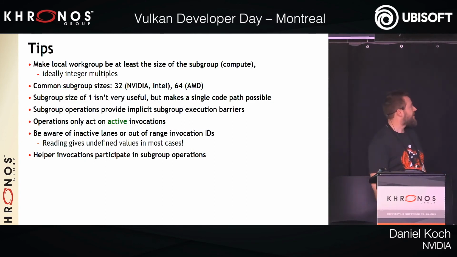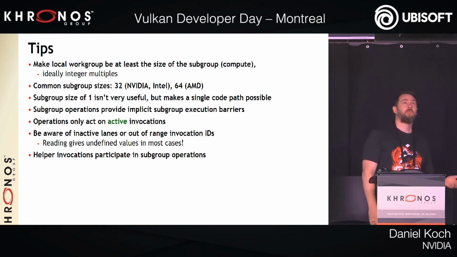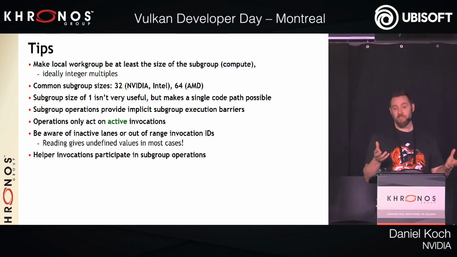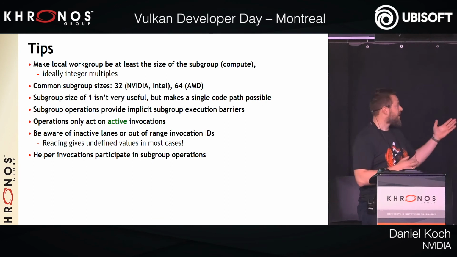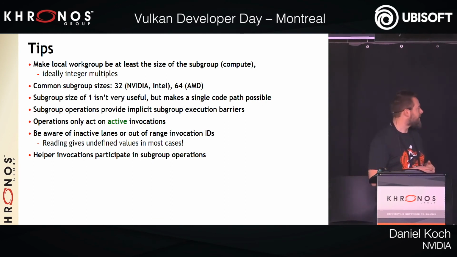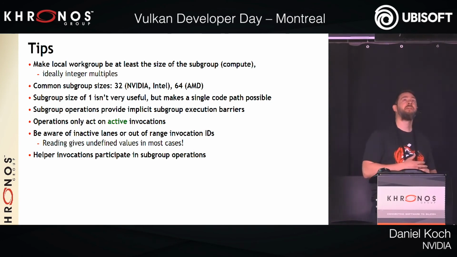Some tips for working with subgroups. If you're doing it in a compute shader, you want to make sure your local workgroup size is at least the size of a subgroup, ideally integer multiples of it. You want to be fully packed if possible. Common subgroup sizes are 32 on NVIDIA and Intel, 64 on AMD. Yes, I know a subgroup size of 1 isn't very useful, but it does make it possible to have a single code path, so you don't need to have a different set of shaders based on whether the subgroup size is 1 or bigger.